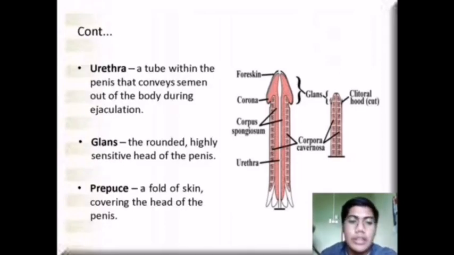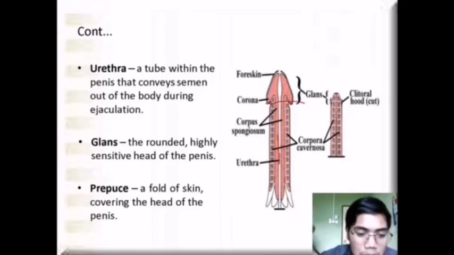Okay, a little detail. The urethra is the tube, as you can see here, where the penis conveys semen out of the body. Then the glans is the head of the penis, which is rounded and highly sensitive. The prepuce is a fold of skin covering the head of the penis.